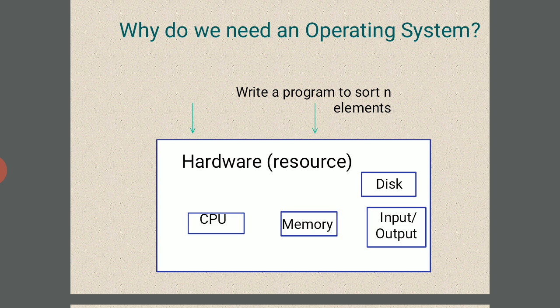Disk means hard disk. The storage capacity of a hard disk is 500 GB or 1000 GB. There is a storage area for the database, operating system and user applications. The total data is stored in the hard disk, which is called the disk.